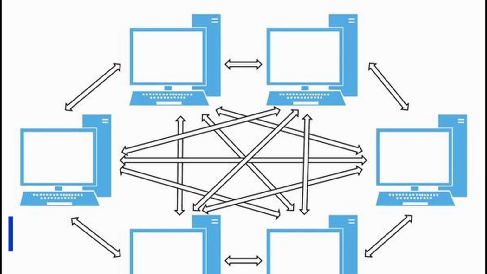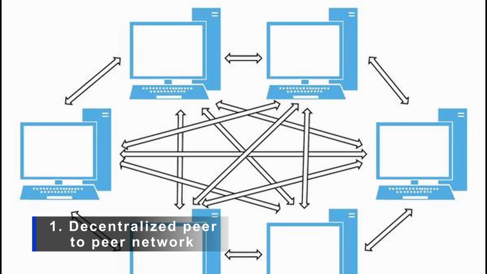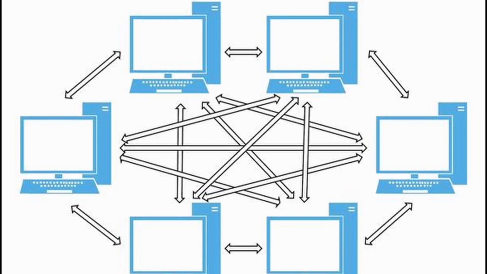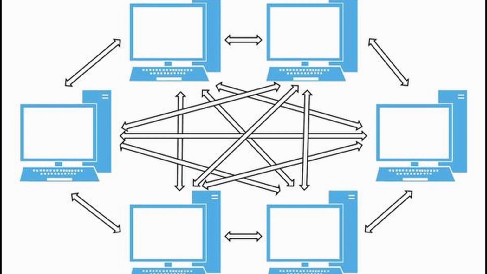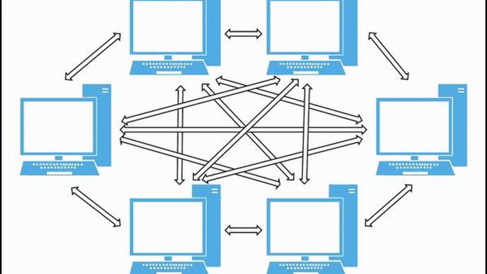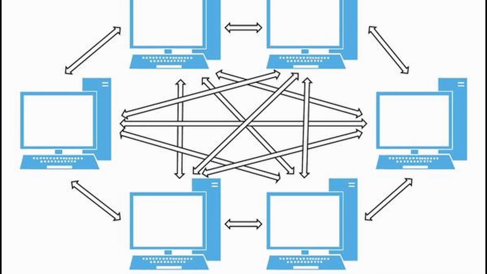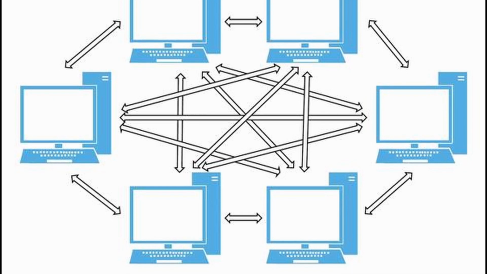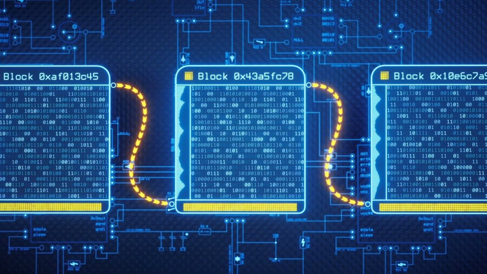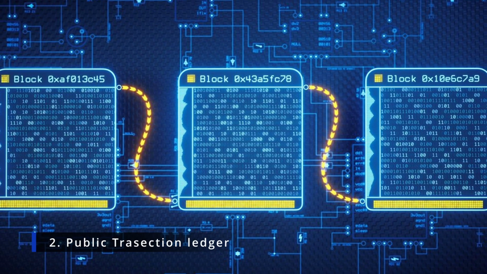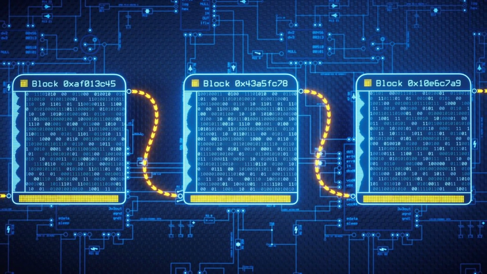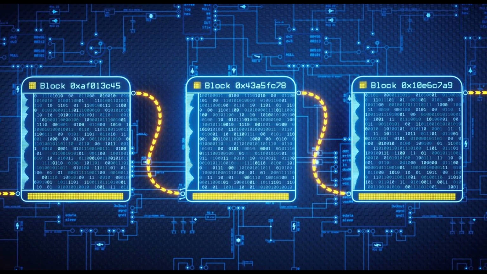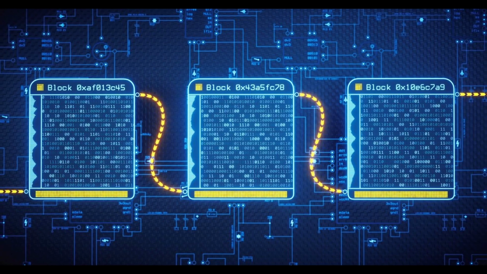The first technology is a decentralized peer-to-peer network called the Bitcoin protocol. We have peer-to-peer network where each peer is connected to other peers, and it is decentralized, means there is no central authority. Every peer is equal. Next technology, we have a public transaction ledger which is called the blockchain. It keeps the record of all the transactions happening in the blockchain and they are immutable.